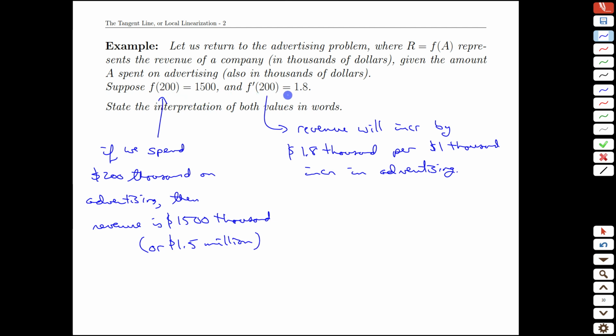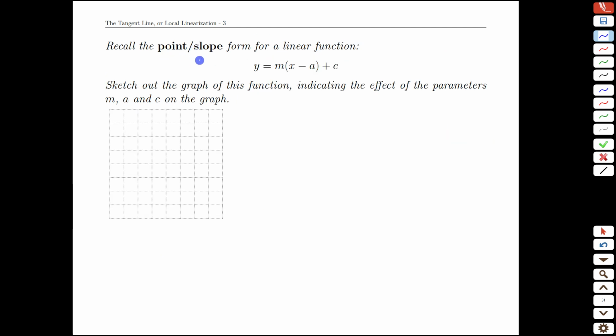How about using this to predict the effect of other advertising spends? Let's go back to one of the fundamental building blocks for straight lines. Linear functions have slopes, and this particular formulation here involves a point (a, c). x is a, c is the y value, and if we want to go through that point and have slope m, then this is the formula we're going to want.